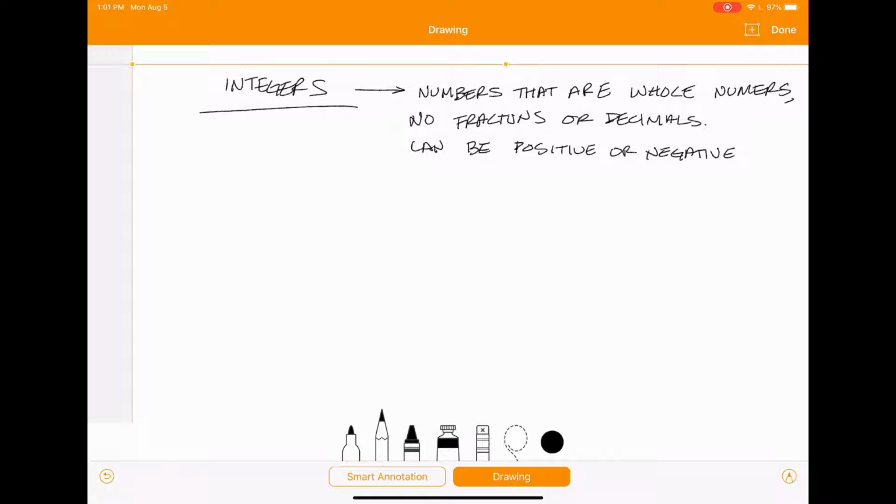So a lot of times we use a number line when we talk about integers. And of course our number line in the middle here, we're going to have 0. And 1, 2, 3, 4. And that's going to go on forever. And then it goes on forever in the negative direction as well. So again, no decimals, no fractions, just these whole numbers. Those are integers.